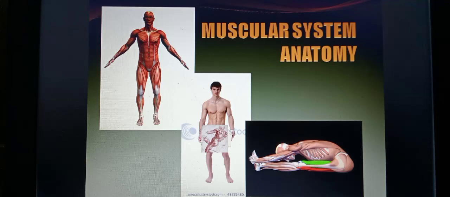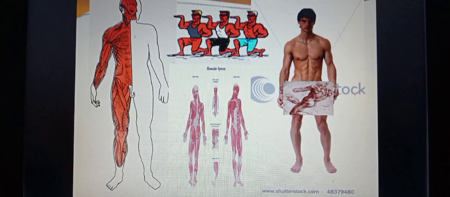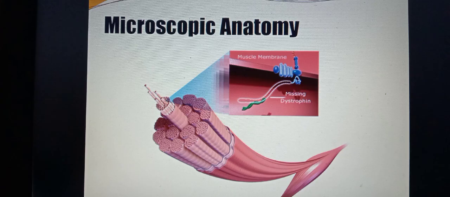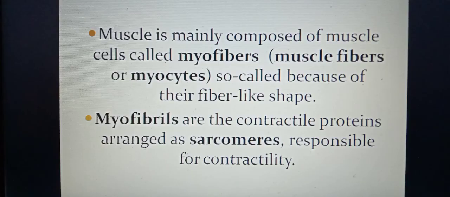So our topic for today is about muscular system anatomy. This is how your muscle looks like without your skin. So we'll have the microscopic anatomy of your muscles. Muscle is mainly composed of muscle cells called myofibers, also known as muscle fibers or myocytes, so called because of their fiber-like shape.